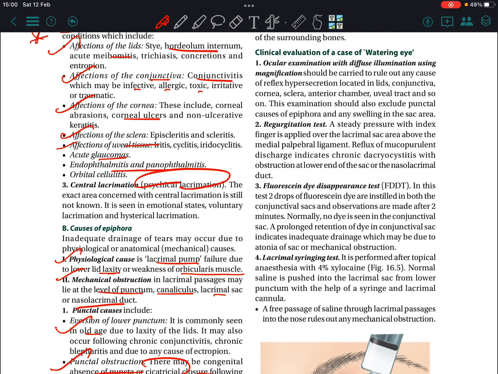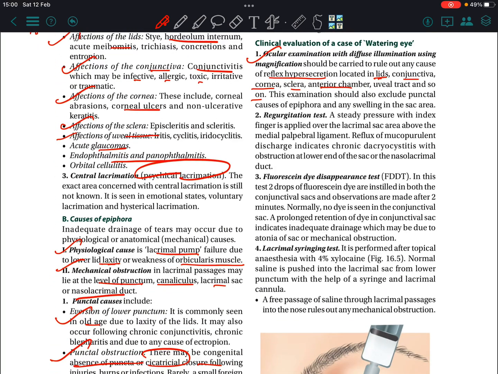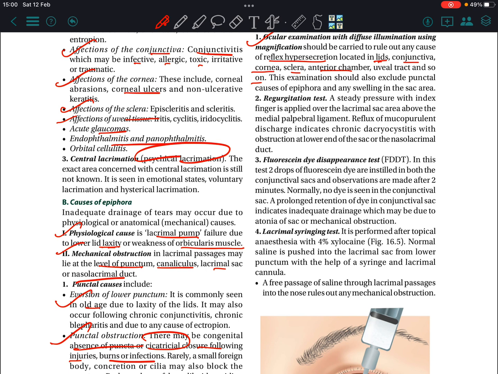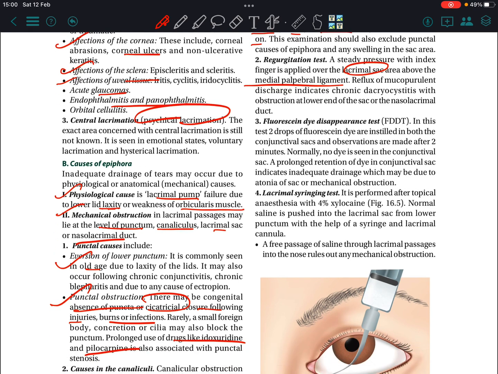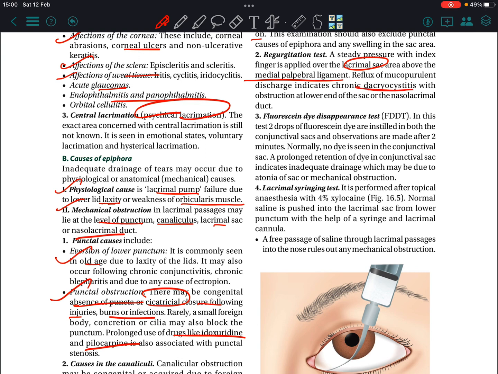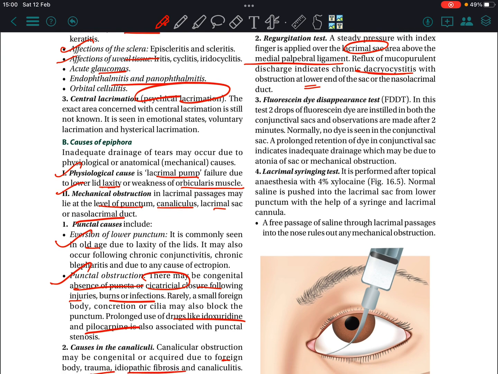Ocular examination with diffuse illumination using magnification should be carried out to rule out any cause of reflex hypersecretion located in the lids, conjunctiva, cornea, sclera, anterior chamber, uveal tract, and so on. Regurgitation test: steady pressure with the index finger is applied on the lacrimal sac area below the medial palpebral ligament. Reflux of mucopurulent discharge indicates chronic dacryocystitis with obstruction at the lower end of the sac or nasolacrimal duct.